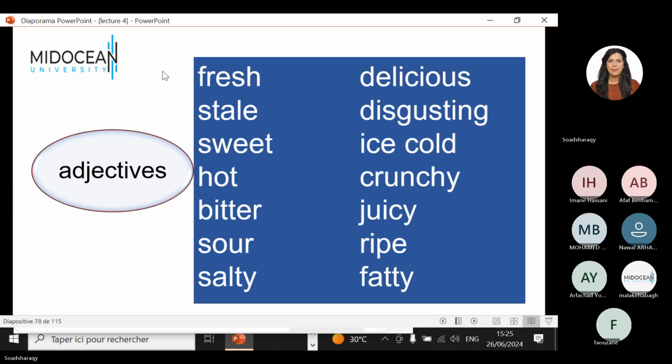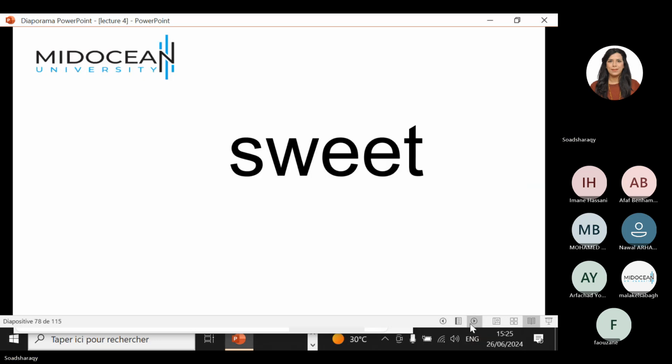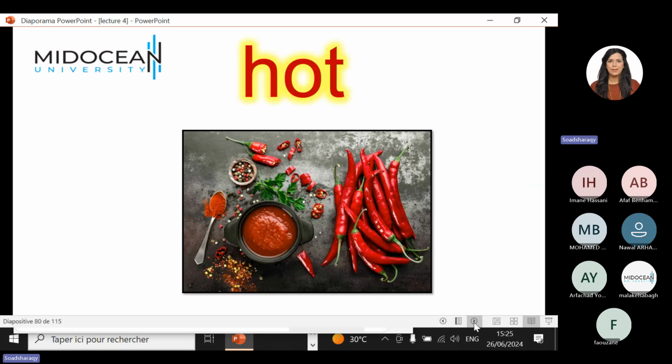Adjectives. We're going to study the following adjectives like fresh, stale, sweet, hot, bitter, sour, salty, delicious, disgusting, ice cold, crunchy, juicy, ripe, and fatty. Let's start with the sweet. Of course, here you note, okay? Hot, like pepper here. Okay.